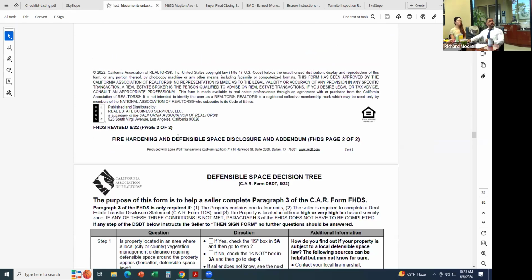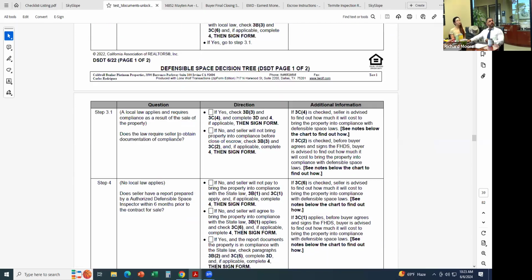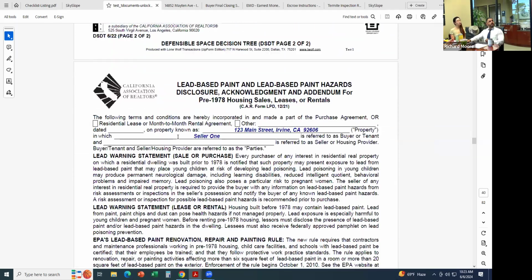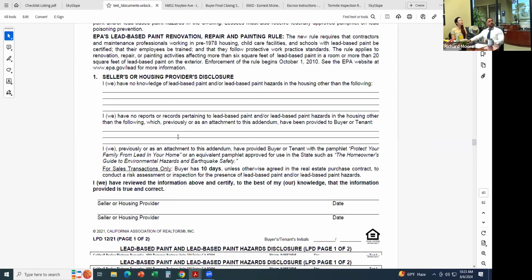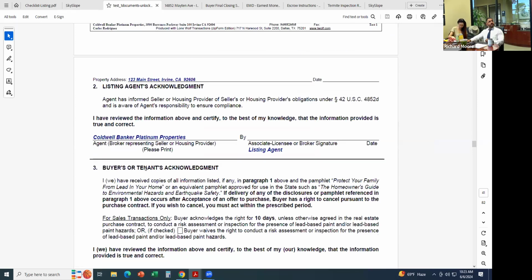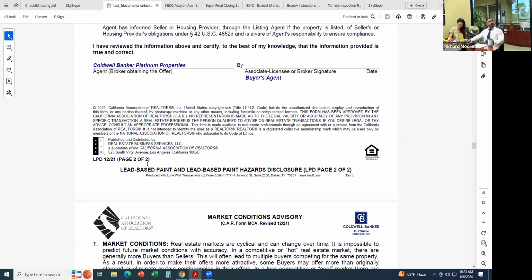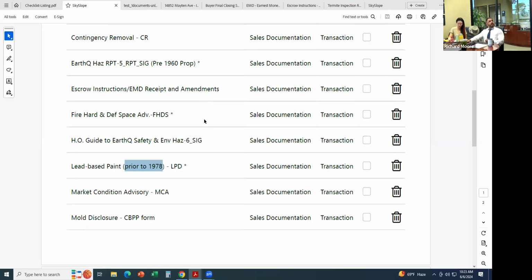Right here. And again, it's pretty much just them signing. Buyer signing, agent signing. And this is provided by the listing side.